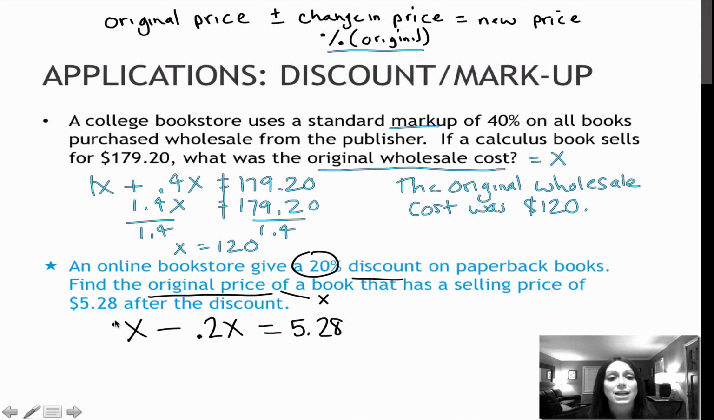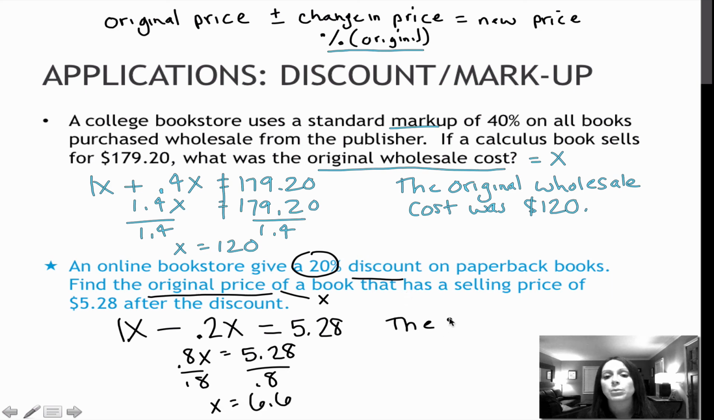Same concept as the last one. If there's no number, there's a 1. So 1 minus 0.2 is 0.8x equals 5.28. When I divide by 0.8, I get 6.6. And the question is, what was the original price? So the original price of the book was $6.60. And that's it.